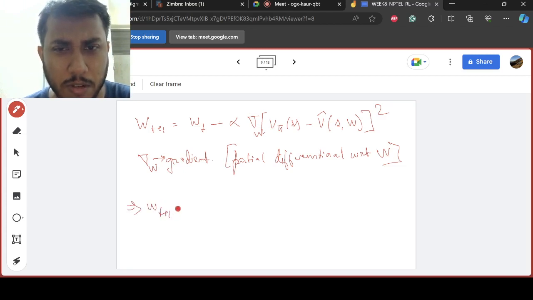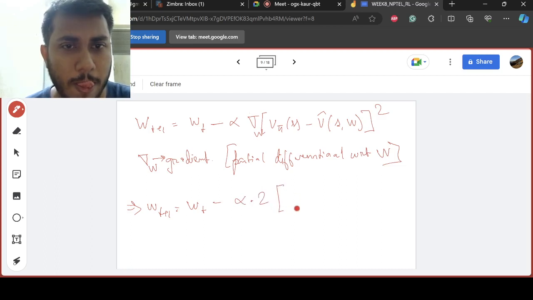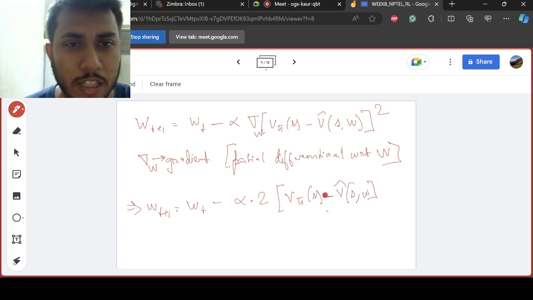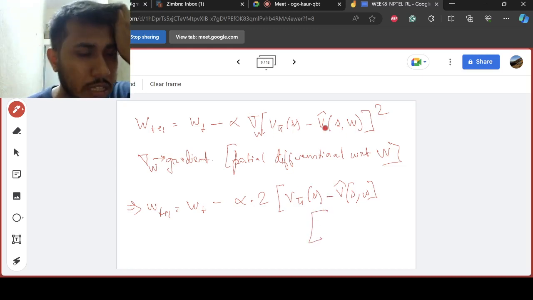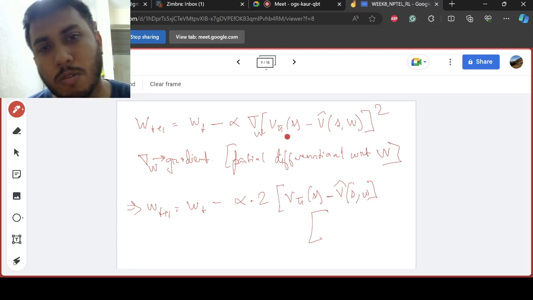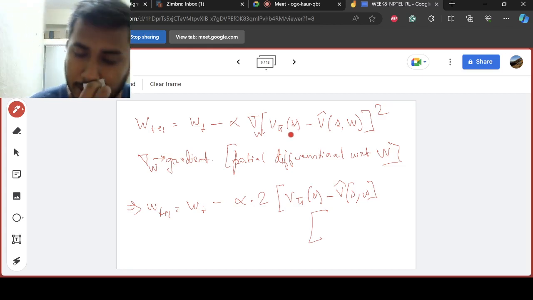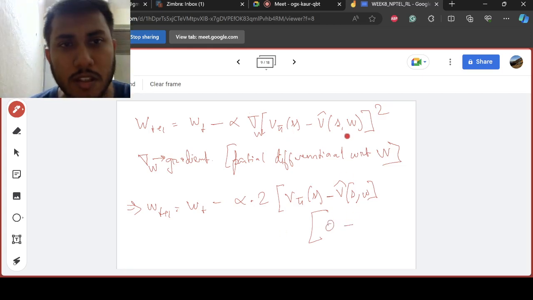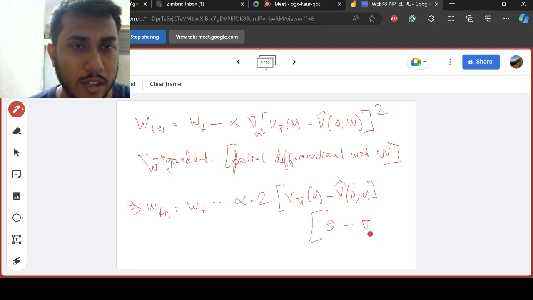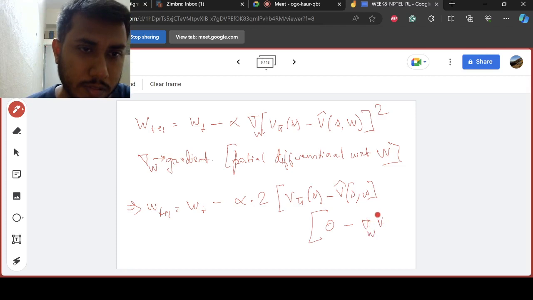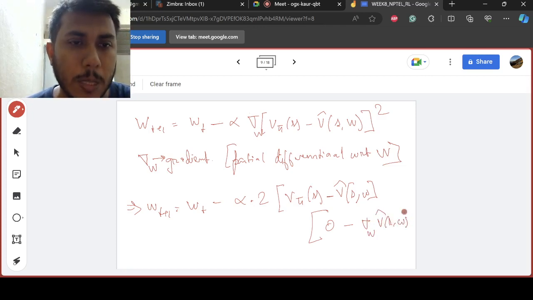wt plus 1 is equal to wt minus alpha into 2 times (v pi s minus v hat s comma w), right? Now what will you write in this part? You differentiate this. Notice when you differentiate with respect to w, the first term doesn't depend on w, so it will be 0. Minus, this depends on w, so you write the gradient of w v hat s comma w, right?